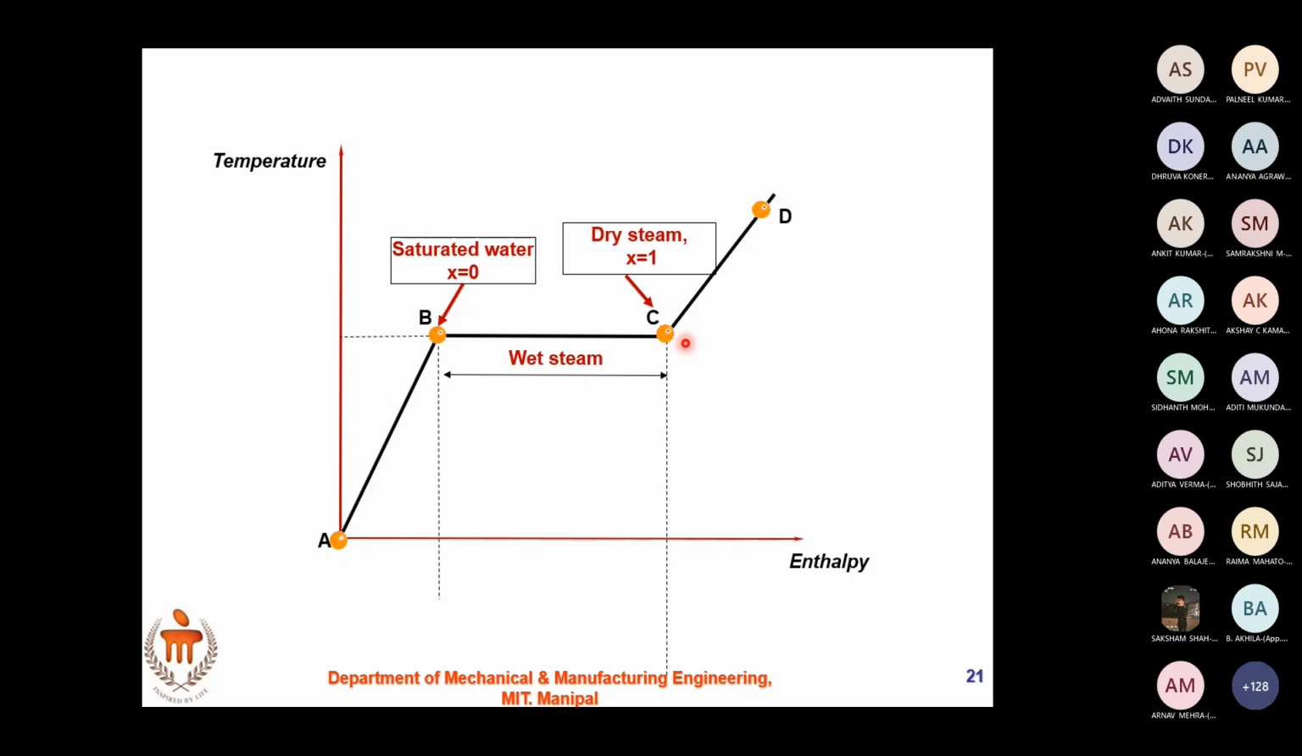If it is saturated, it is at C. If it is not saturated, either it will be here or here. If it is here, we say it is superheated. If it is here, we say it is wet steam. Clear with this? Any doubts?